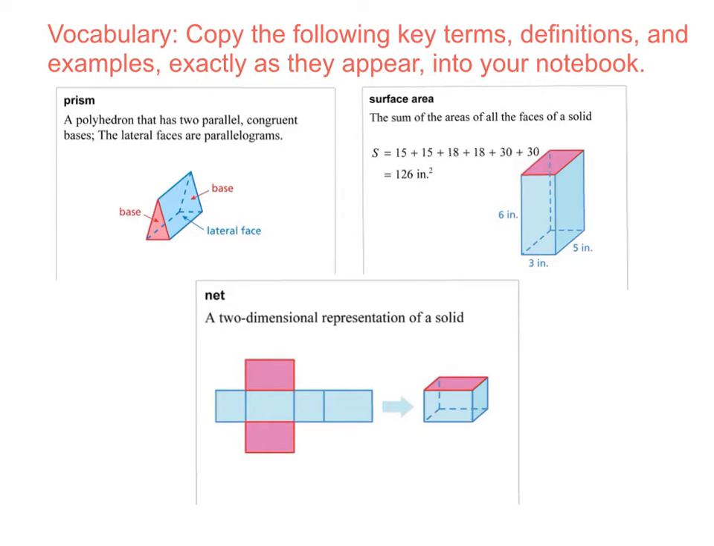A prism is a polyhedron that has two parallel congruent bases. The lateral faces are parallelograms. Surface area is the sum of the areas of all the faces of a solid. A net is a two-dimensional representation of a solid.